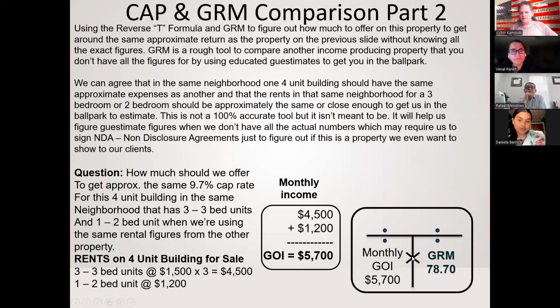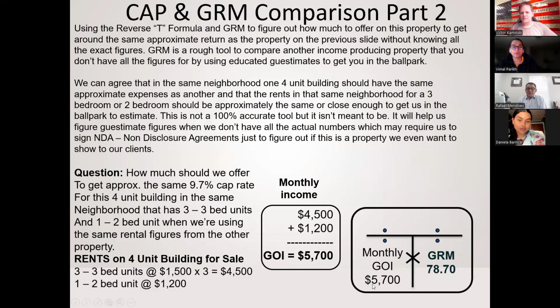So we take the 5,700 times the 78.70, which we figured out on the other property in the same neighborhood, that 4-unit building, to get us the 9.7% cap rate. That's 448,590. That other building was $425,000. But this building is a little bit different. It has 3 3-bedrooms and 1 2-bedroom. But it's still a 4-unit building, so we could apply that GRM to this property. We just calculated by guesstimating the rental figures for this one, because the owner didn't tell us. So how much should we offer on this property to get that same GRM range?